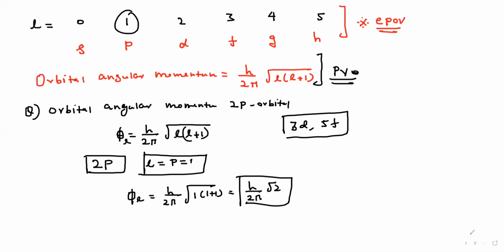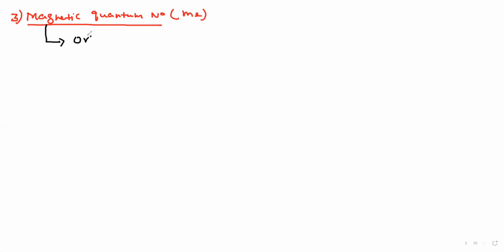The magnetic quantum number. Please note. The third one that is very important, the magnetic quantum number, is represented as ML. Please note this. It represents the orientation of the orbital. Very important, the orientation of the orbital. What is the formula? The number of orientations is given by 2L plus 1.